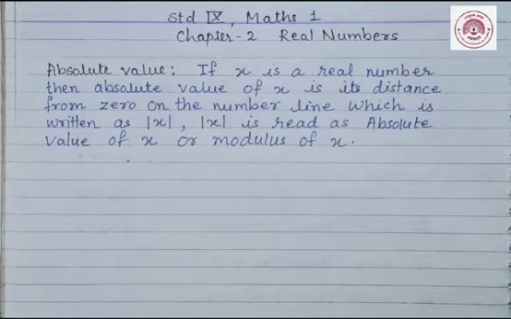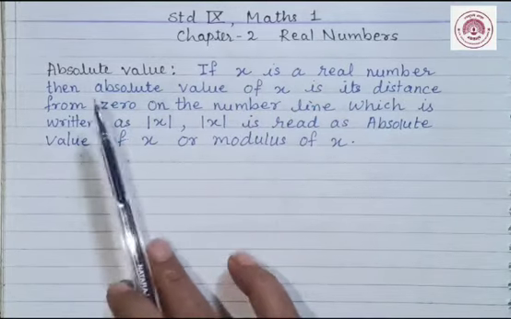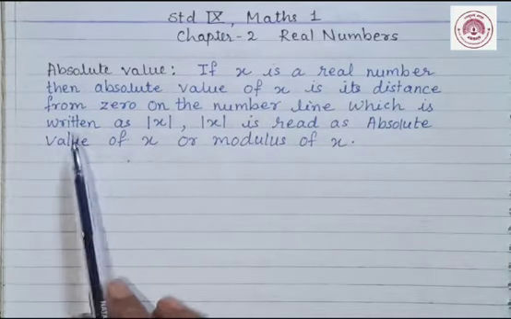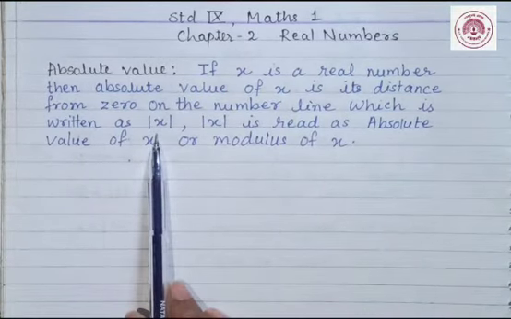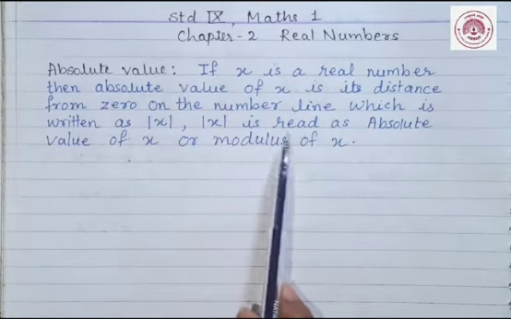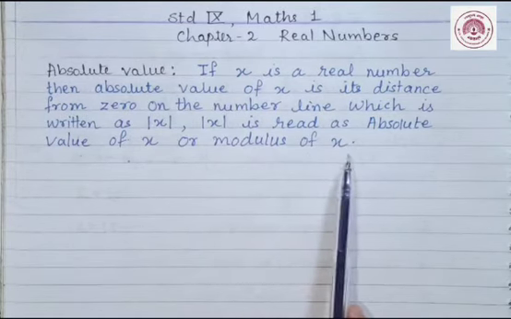Today we will continue with the next topic of chapter 2, Real Numbers, and the name of the topic is absolute value. Now let's define absolute value. If x is a real number, then the absolute value of x is its distance from 0 on the number line, which is written using two vertical lines, and it is read as absolute value of x or modulus of x.